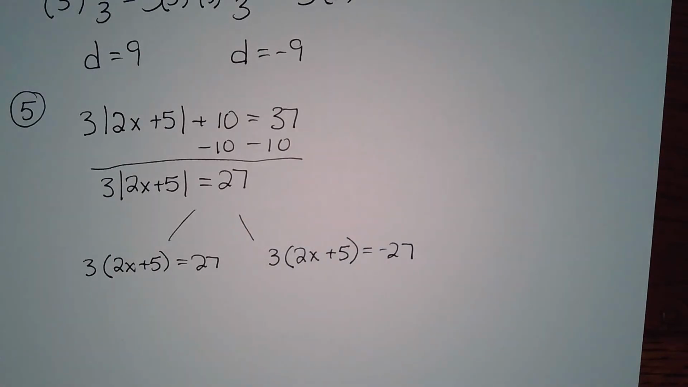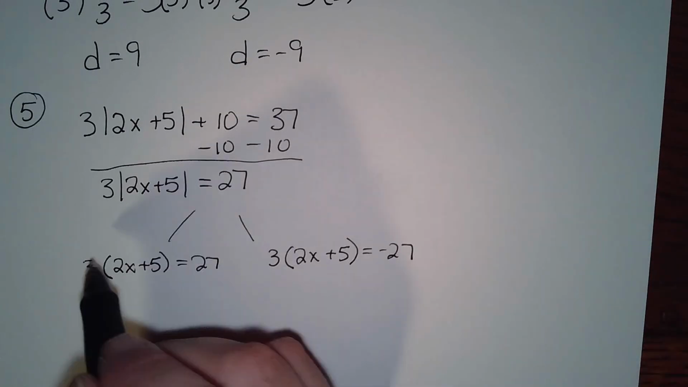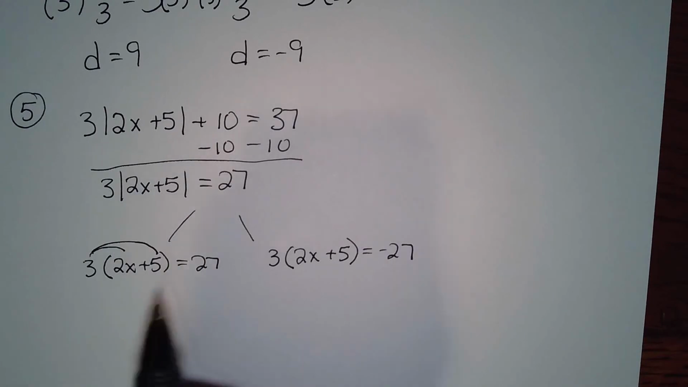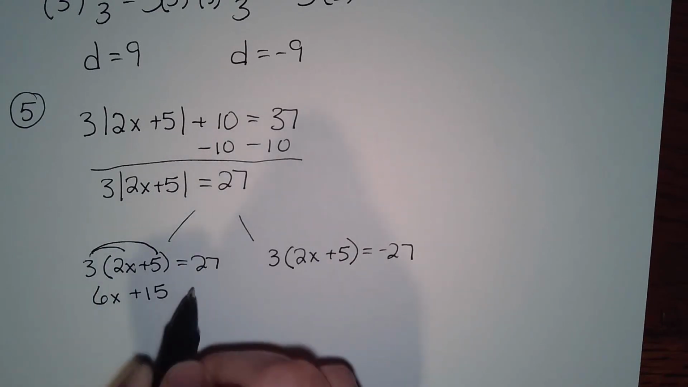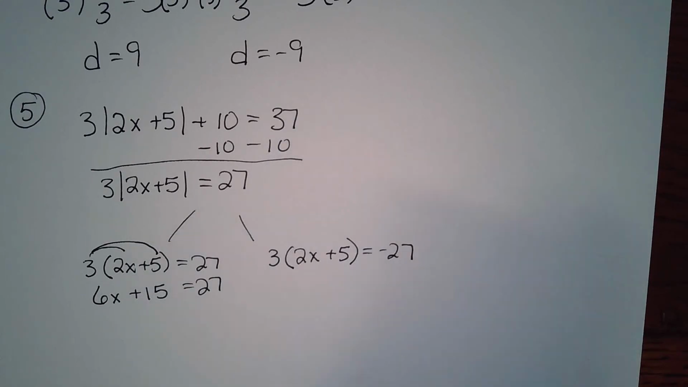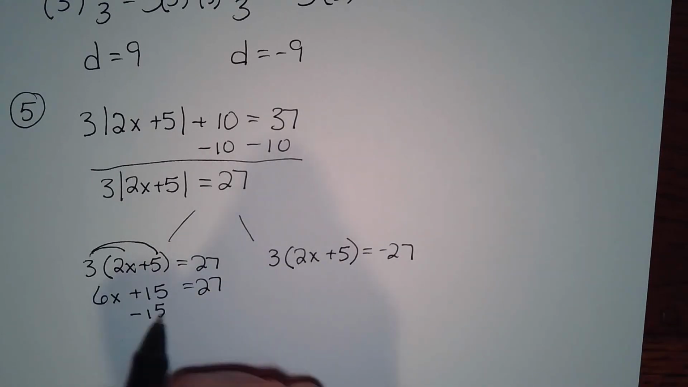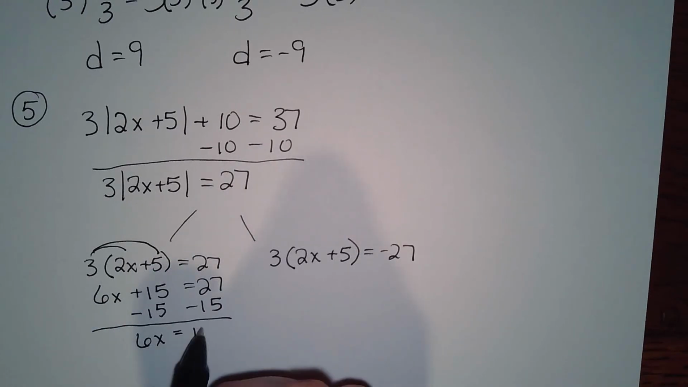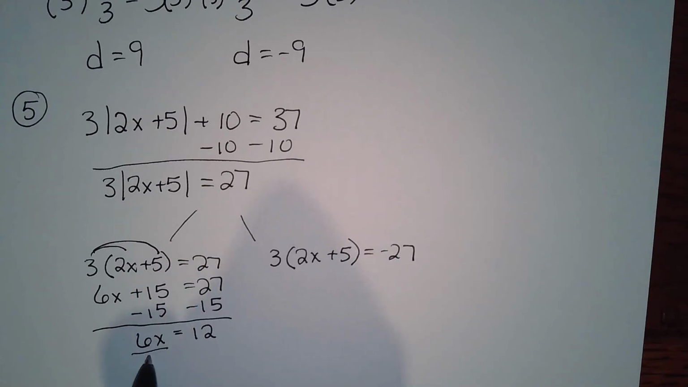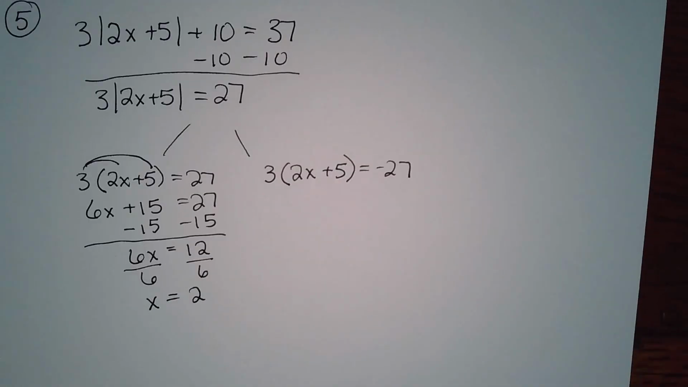Okay, so first off, we're going to use our distributive property. So I have 6x plus 15 equals 27. We subtract our 15 across, and you get 6x equals 12. So when you divide by 6, you get x equals 2. There we go. Now let's do the next one.